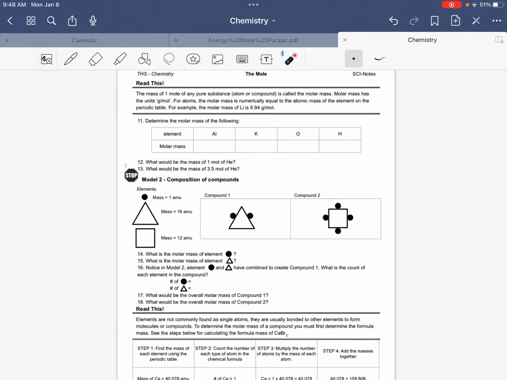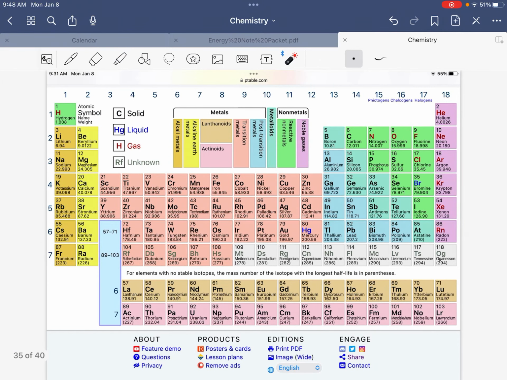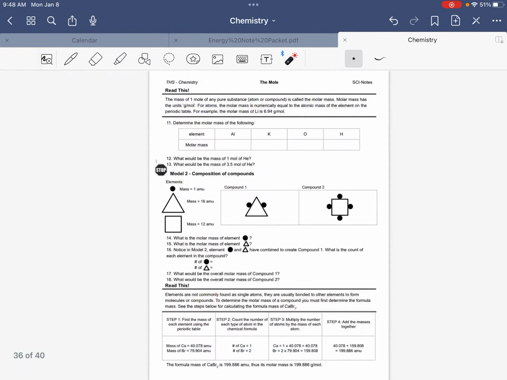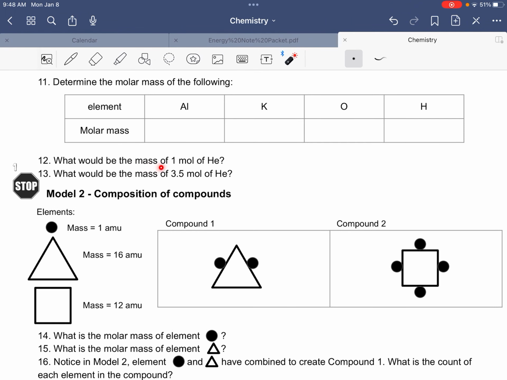Okay, so question 12, what would be the mass of 1 mole of helium? So if we go back, helium has a mass of 4.0026 if we only have 1 mole. In this case, we have 1 mole. Notice that they're asking for the mass, not the molar mass. So they're asking the mass of 1 mole of helium. So we're going to have 4.0026 grams.